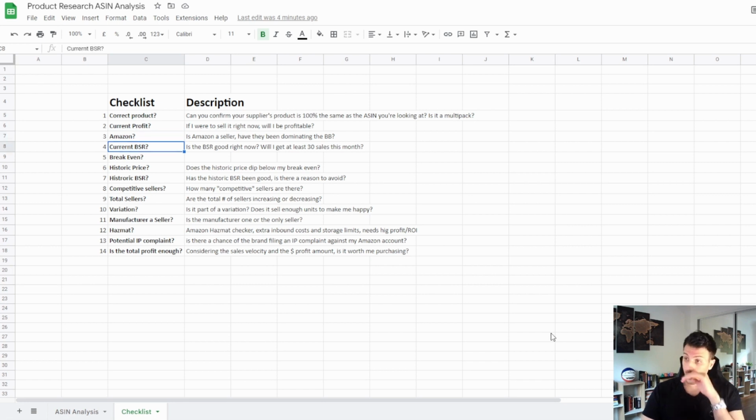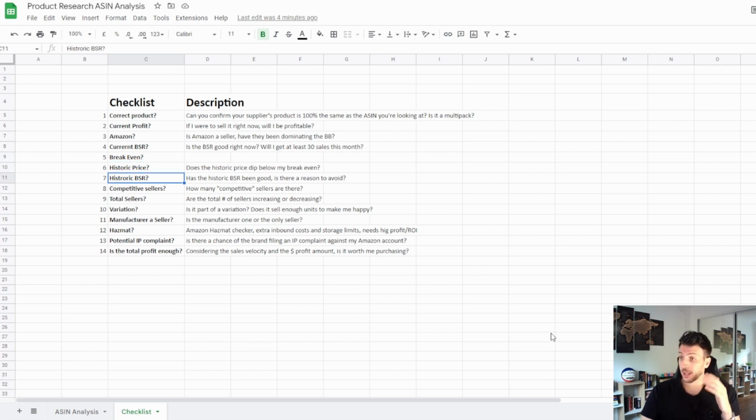Very important. Next is the current BSR. What's the BSR at this point? Break even. What is our break even? We have to always calculate our break even. Very, very important. Historic price. After we calculate the break even, how many times has the historic price, the buy box, dipped below our break even? Very important, because we don't want to end up with a product that's a loser.